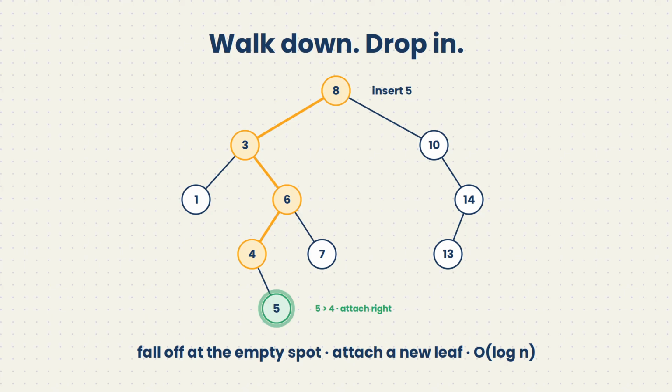Pretend to search for the new value, smaller left, larger right, until you fall off the tree at an empty spot. That spot is exactly where the value belongs to keep the ordering true, so you attach a new leaf right there. No shuffling, no resizing. Walk down and drop it in. And to keep things simple, if the value is already there, we just ignore it. Like search, it costs time proportional to the height.